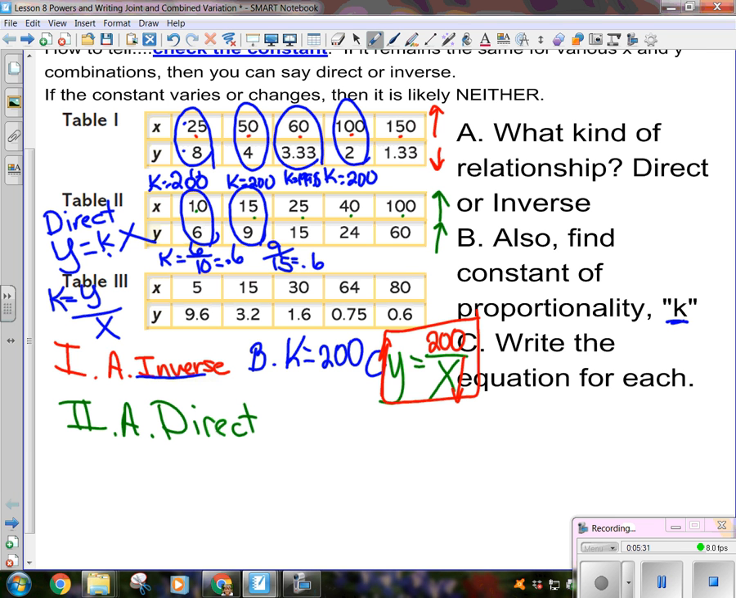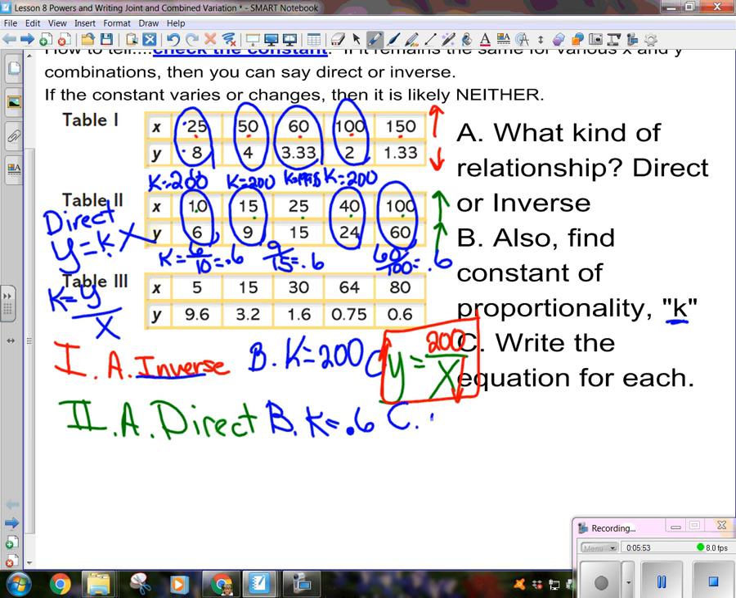As long as we get a consistent constant, we're going to say, yep, all of the numbers make out to be direct. Everybody good? Are we getting 0.6? Okay, I know the last one, 60 divided by 100. I know that one's still 0.6. So, part B, I think we can actually say that constant is 0.6.